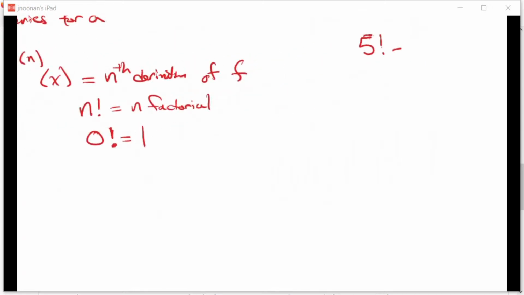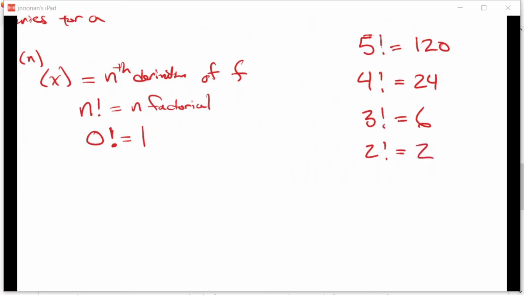5 factorial is 120. True? Yeah, 5 times 4 times 3 times 2 times 1, 120. 4 factorial is 24. 4 times 3 times 2 times 1 is 24. We're all on the same page? What about 3 factorial? Oh, that one's easy. It's 6. 3 times 2 times 1. 2 factorial is equal to 2. 2 times 1 is 2. What about 1 factorial? That's 1. What about 0?